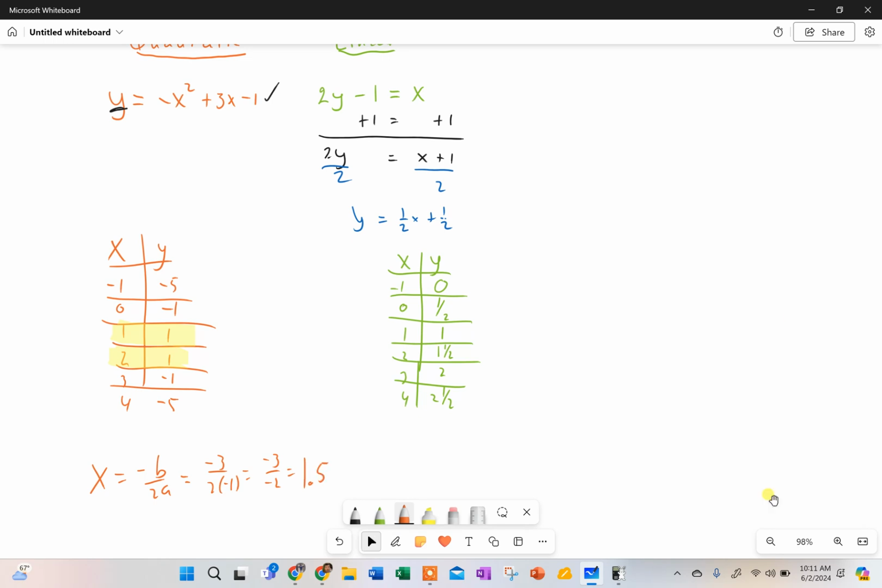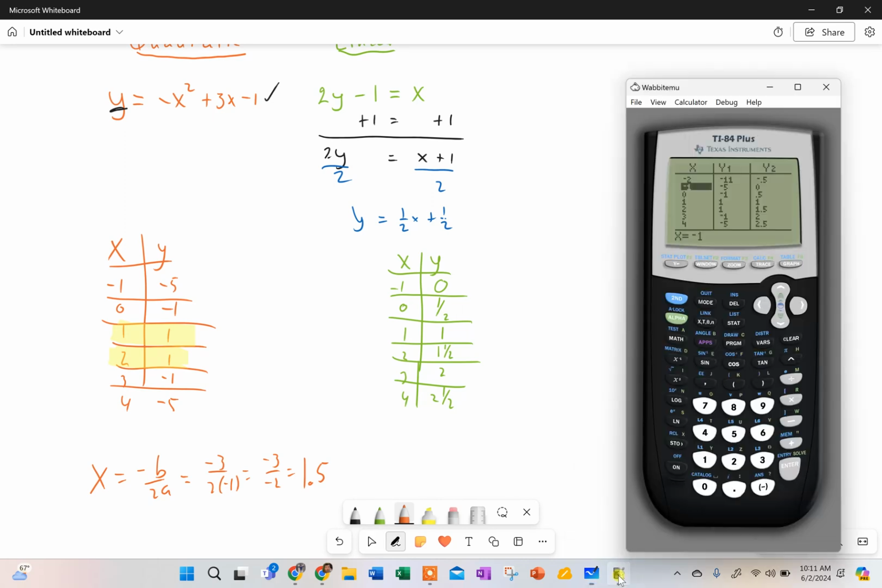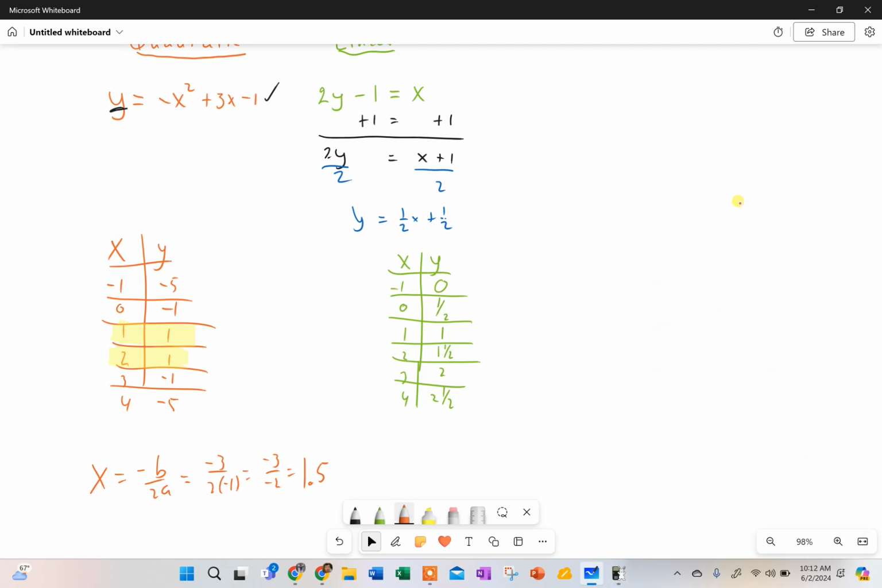So now I need to find out what is the value when x is 1.5. There's an easy way of doing this. You go on to 0 and you press plus, and it says, how do we want to change the table? Well, I'm going to change my table by 0.5 units. And now at 1.5, you can see it's 1.25. So that's my vertex.